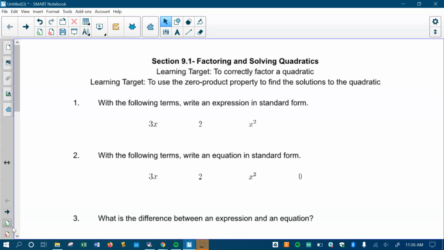Hello, Algebra 1 students. This is going to be on section 9.1, factoring and solving quadratics.